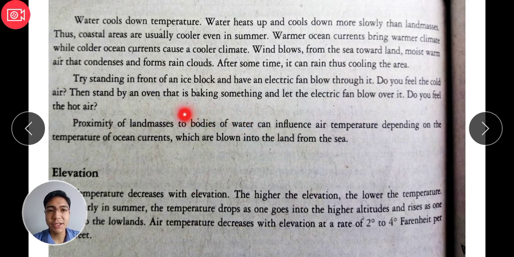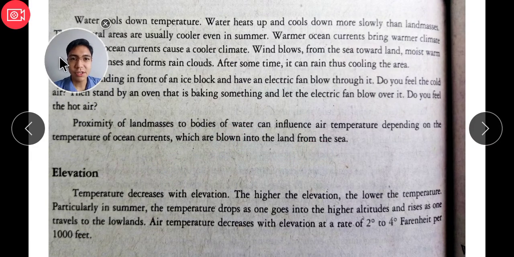So, we have here, try standing in front, ito example, no, ice block. Have an electric fan blow through it. Then, mararamdaman mo ba yung lamig ng hangin? Then, kapag tumayo ka naman sa oven, and then, may electric fan, no, mararamdaman mo ba yung hot air? Okay, so, the proximity, sinasabi na dito, yung pagiging malapit. Yung pagiging malapit ng isang land masses sa bodies ng water, nakaka-apekto sa temperatura ng hangin, kidepende sa temperatura ng daloy ng tubig sa dagat, okay, which are blown into the land sa kalupaan mula sa dagat.